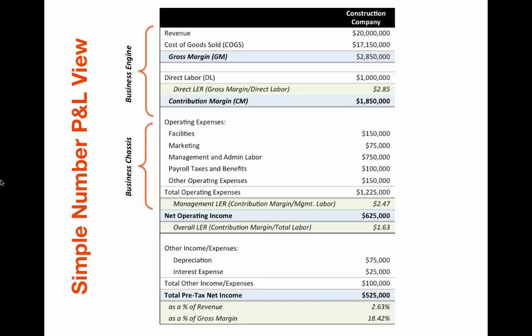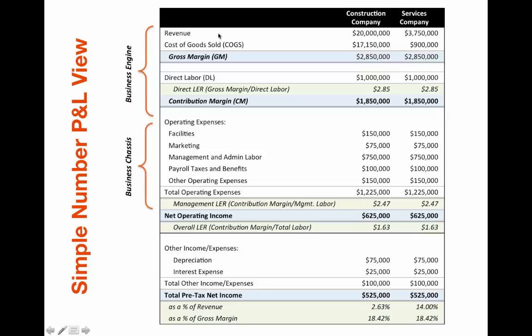Now, this construction company is a great example. If you look at the bottom of this screen, pre-tax net income of $525,000. As a percentage of $20 million, it's only 2.63%. But as a percentage of gross margin, it's 18.42%. And our philosophy is when you've got this much distortion in the cost of goods sold section of your P&L, you want to manage a business like this as a percentage of gross margin, not as a percentage of revenue. Because when you show this other example that we have, we compare this $20 million construction company to a $3.7 million services business.